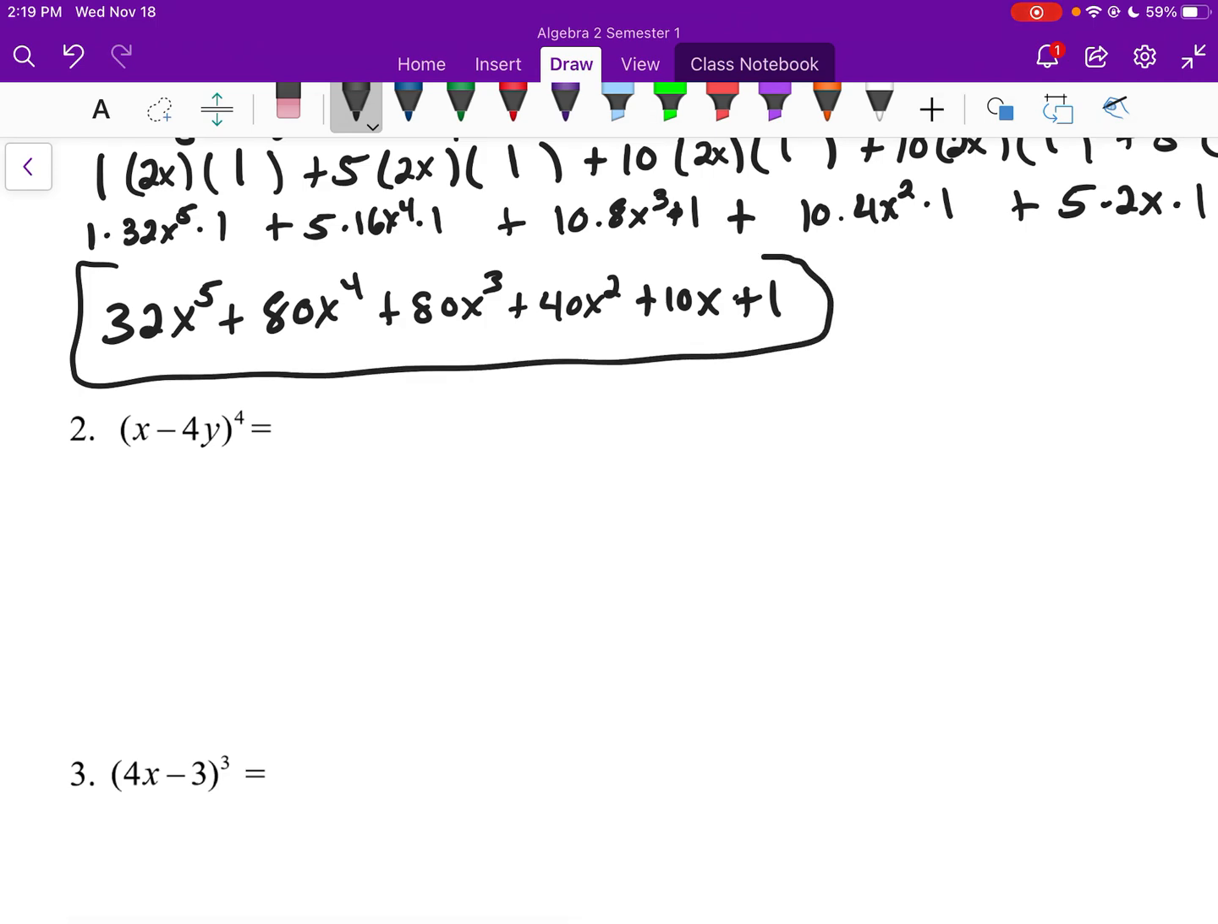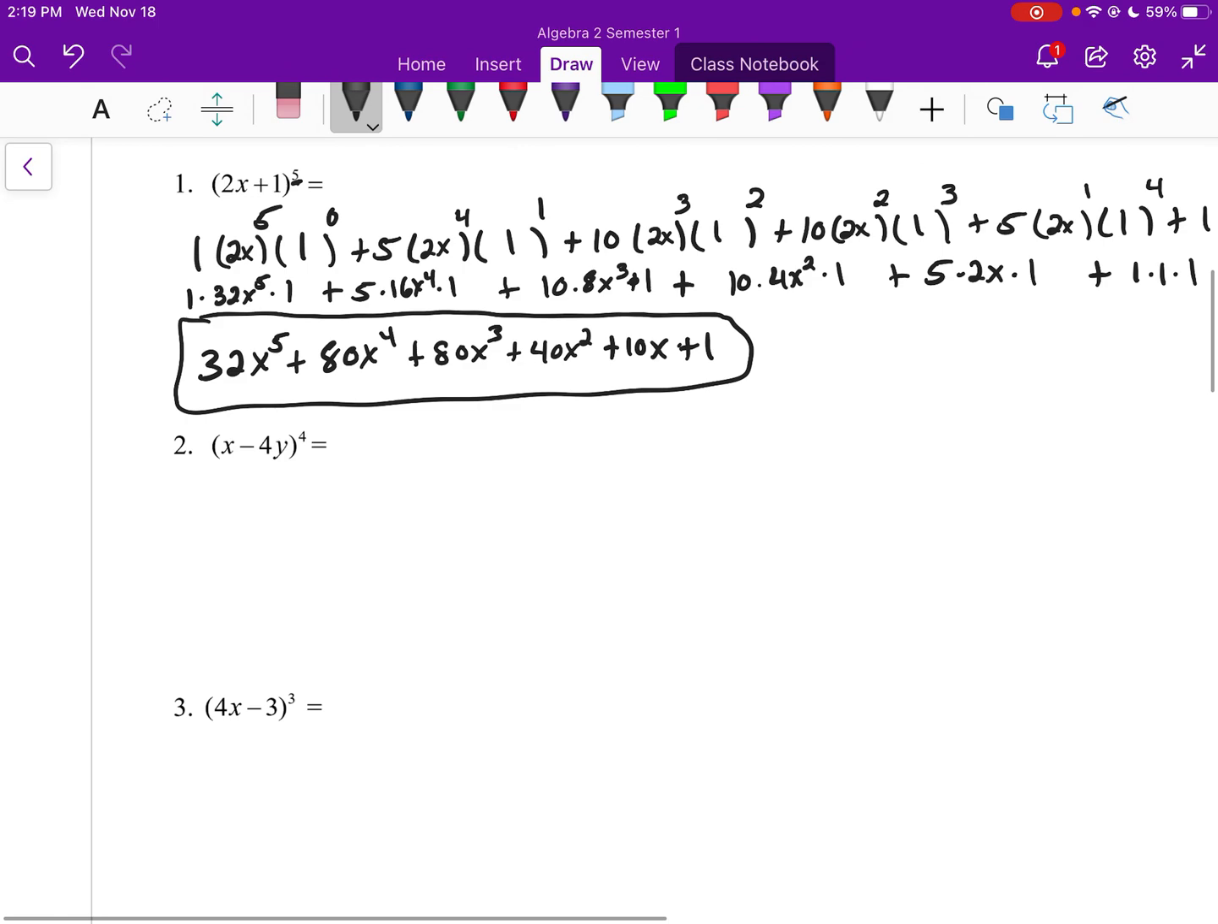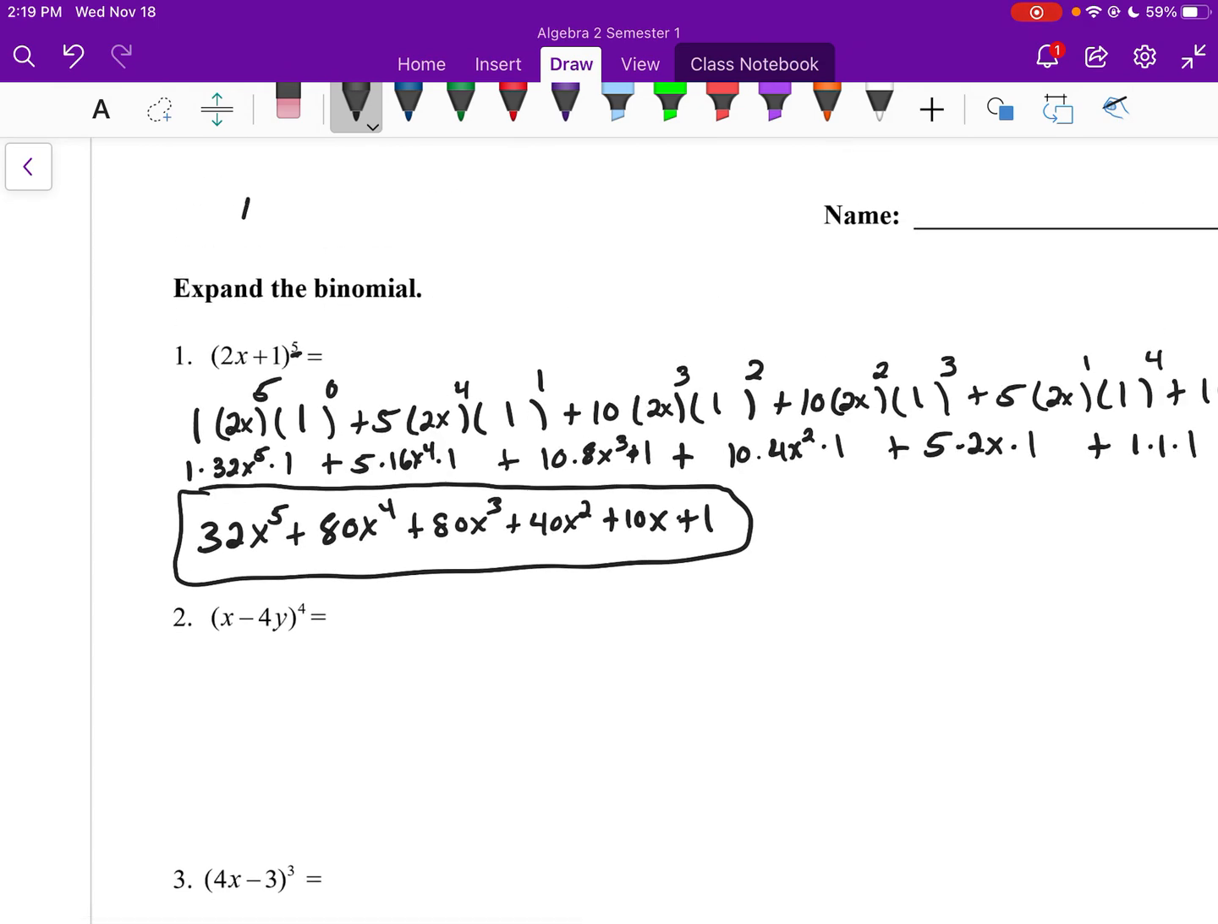Okay, so if you were to get one like that on the test, binomial expansion is by far going to be the quickest, because otherwise you're going to have to do 2x plus 1 times 2x plus 1, 2x plus 1, 2x plus 1 times 2x plus 1. And I'll tell you this, it's going to get very messy. Okay?